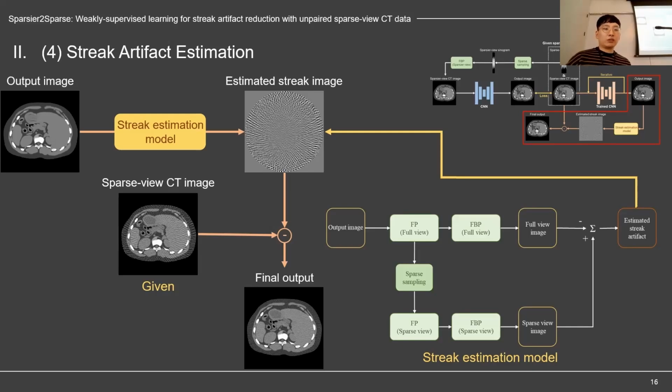For this model, we first reconstruct full view and sparse view images from the output image of the last iteration by sequentially applying forward and back projection with full and sparse projection views respectively. We then subtract each other to estimate streak artifacts. After the estimated streak image is generated, finally, we can acquire the final output by subtracting the estimated streak image from the given sparse view stick image.